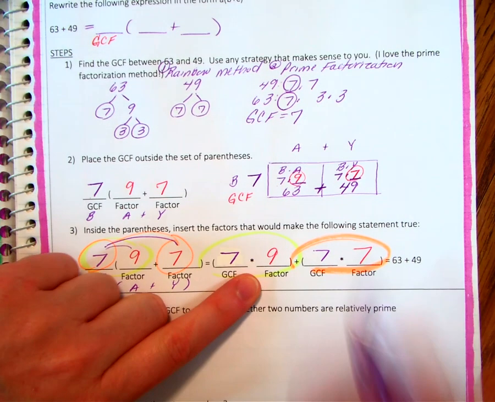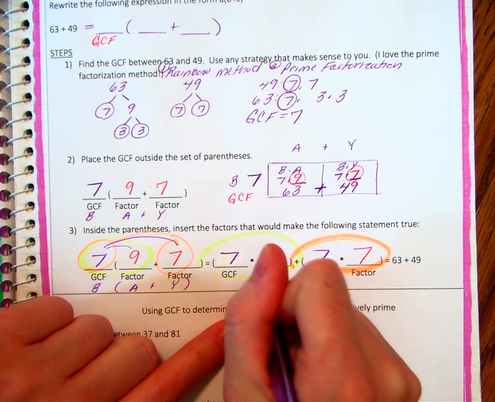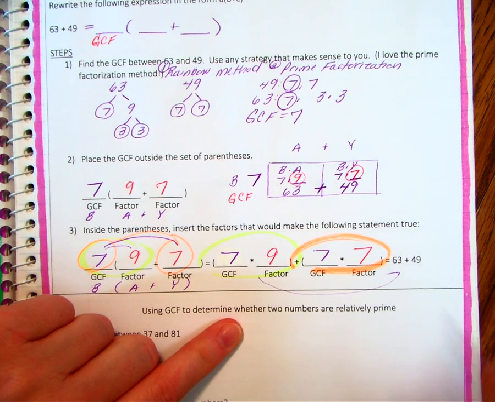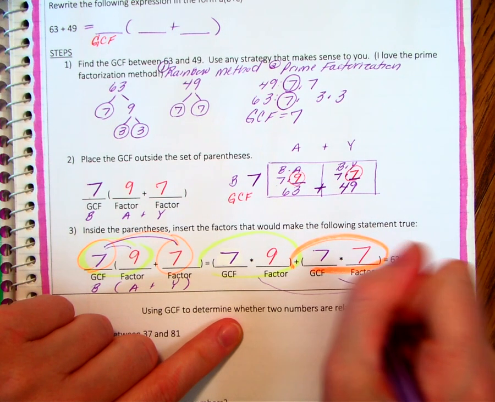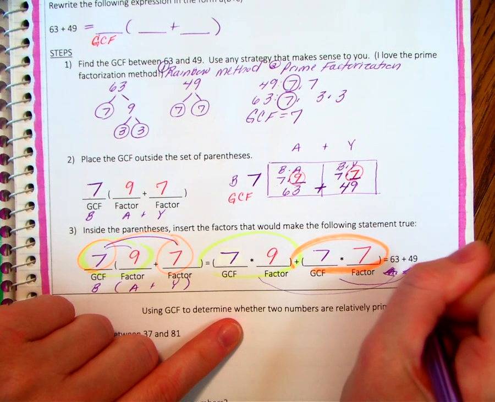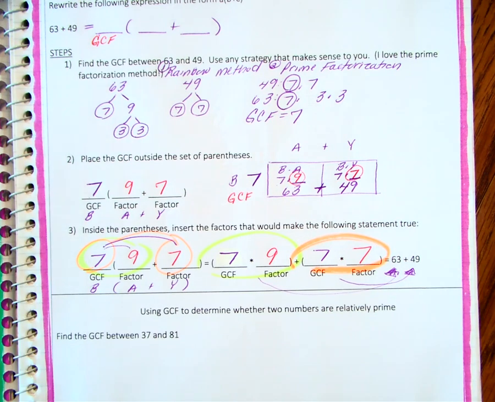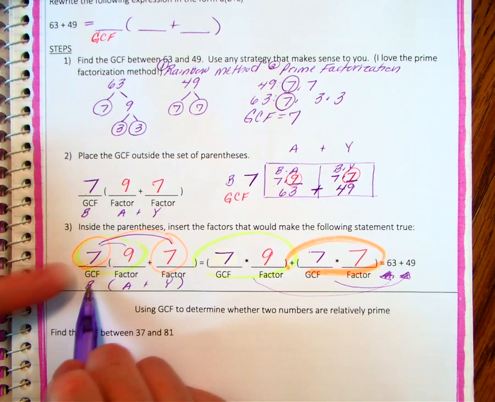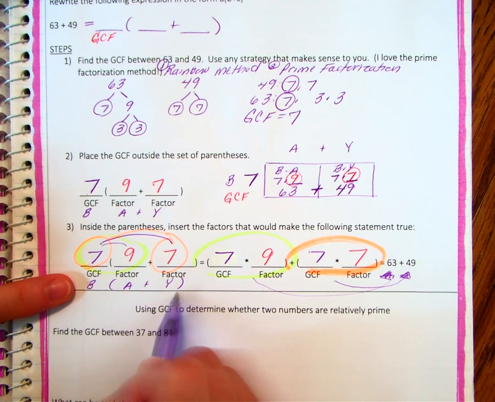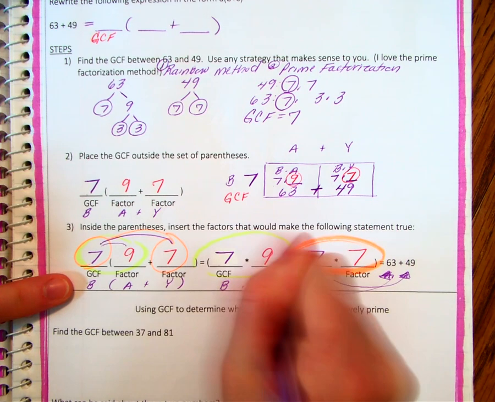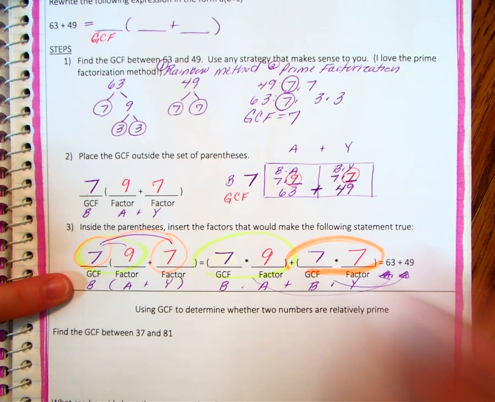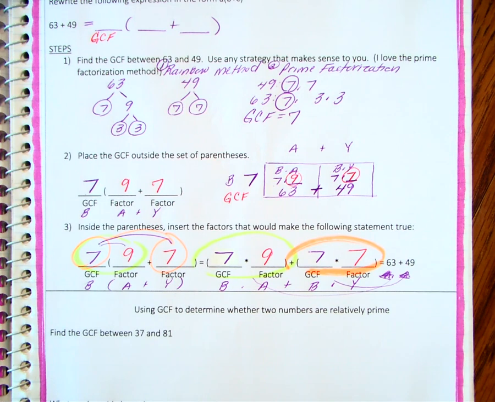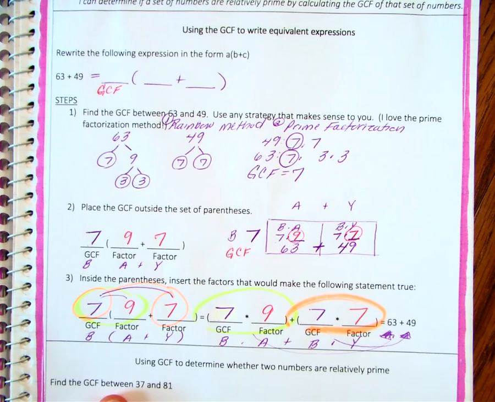Well, the 7 times 9 is 63. That's the product. And the 7 times 7 is the 49. That's the product there. So B times the sum of A plus Y is the same as B times A plus B times Y. Take a look at that.